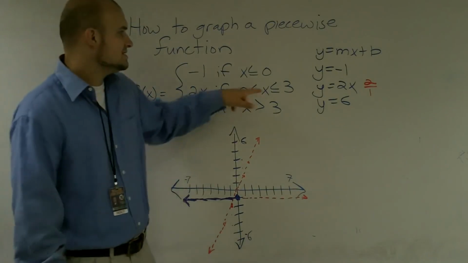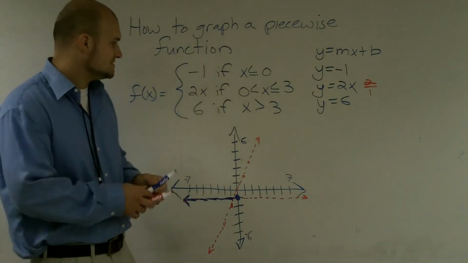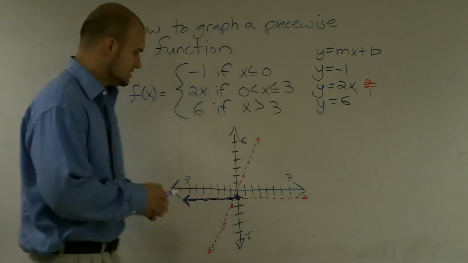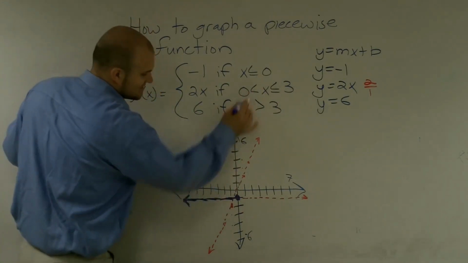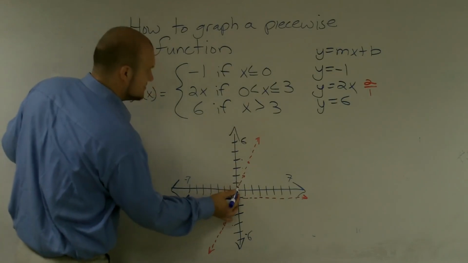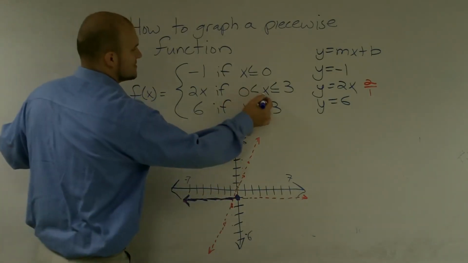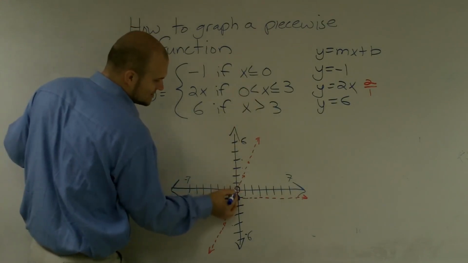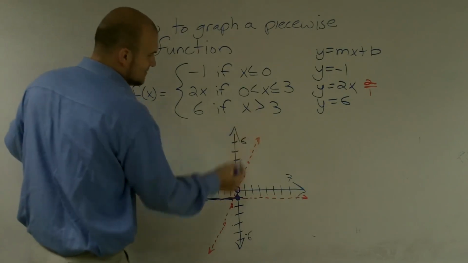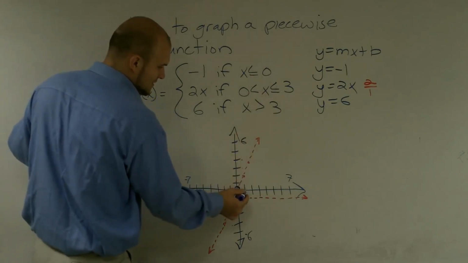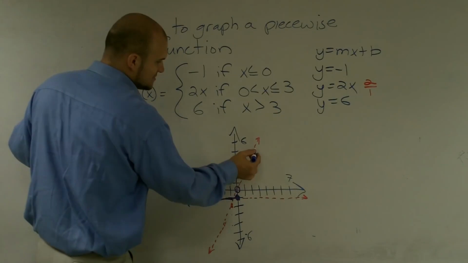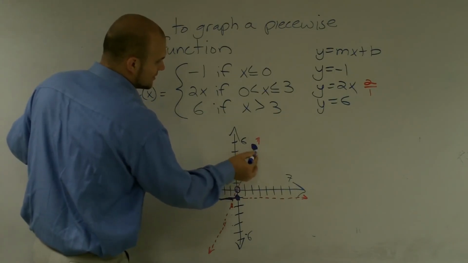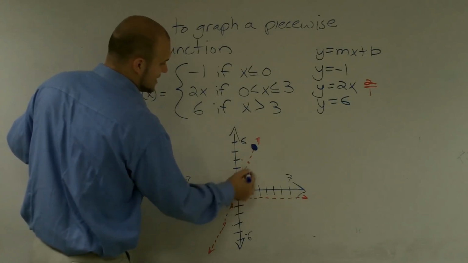Then it says, however, this graph is only true when 0 is less than x or less than or equal to 3. So since it's just x is greater than 0, it's going to be an open circle, and it's going to be between 0 and 3. So I'm going to go over 3, 1, 2, 3, and I'm going to follow that up to my graph. And now this is going to be x is less than or equal to 3, so it's going to be a closed dot, and I'm just going to shade in this graph here.